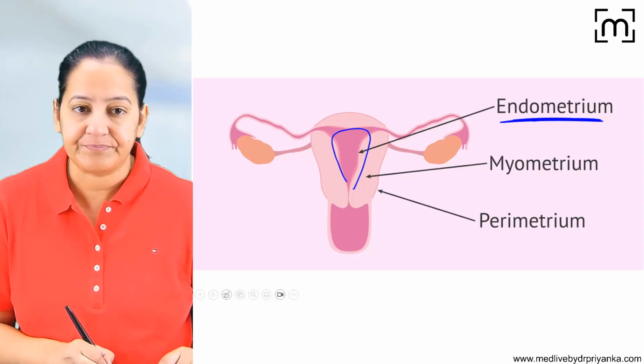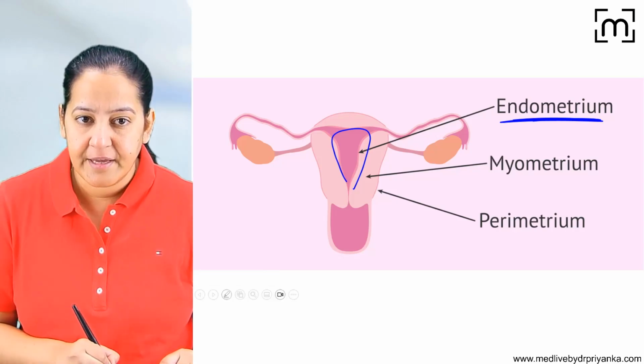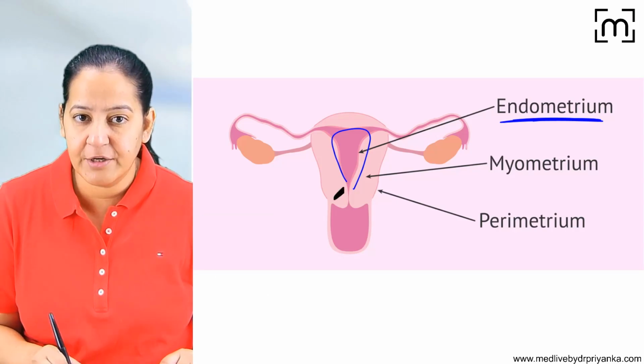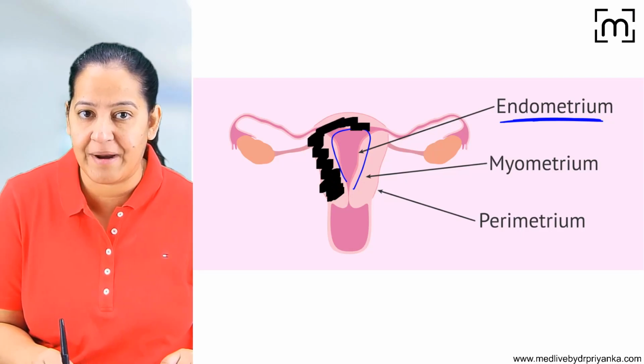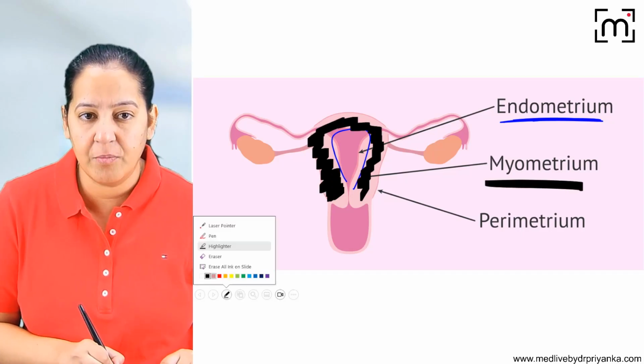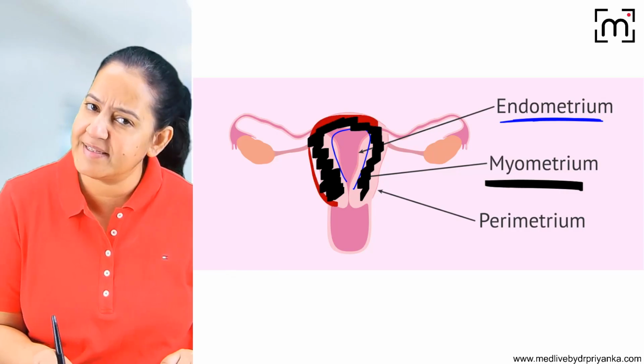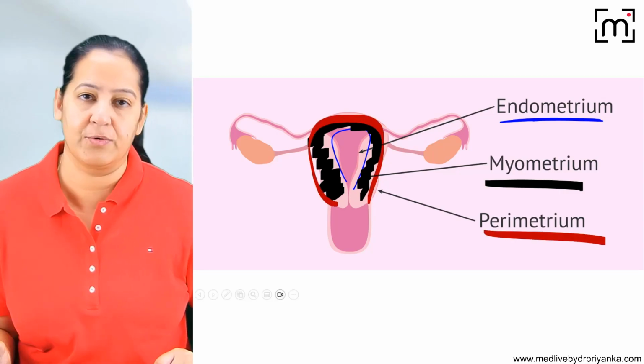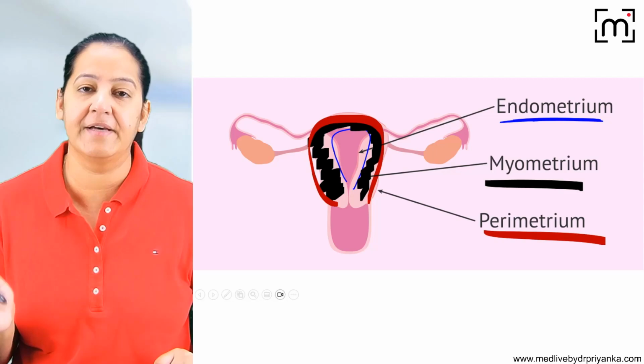The middle layer of the uterus, can you see this one? The middle layer, the thickest layer, is the myometrium. And the outermost layer is the perimetrium, that is the serosa only. The perimetrial serosa. So these are the three layers of the uterus.